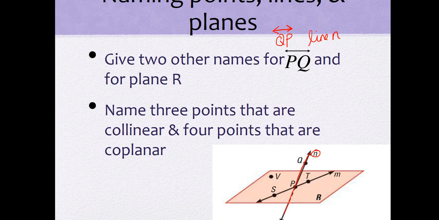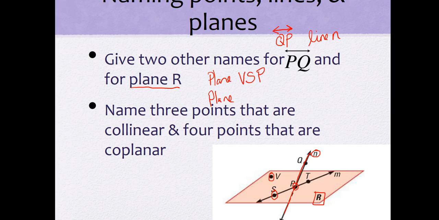Now they also wanted 2 other names for plane R. So we can see it's plane R because you see this bold letter in here. Now remember I said the other way you can name a plane is to give 3 points on the plane that are not on the same line. So you have to just make sure they're on the plane. So we could do V, S, and P for example, or any order of those 3. Because those 3 points are not on the same line, but they are all inside the plane.